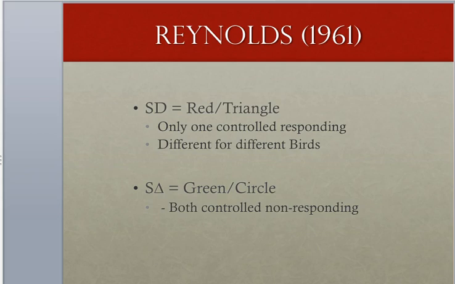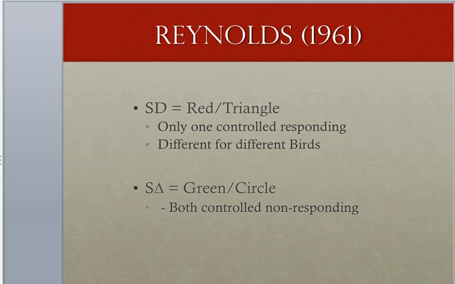He separated these stimuli into 4 different components. So he had a red stimulus and a black background with a white triangle, and a green stimulus and a black background with a white circle. So he broke up, these are what we call compound stimuli, and so he broke them into their component parts and tested to see whether or not the birds would peck at them or not.